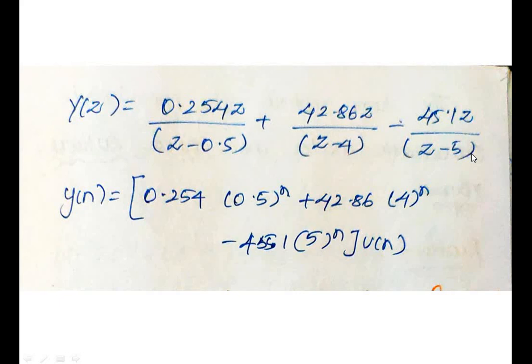So what is this? z by z minus a. Which signal is it? a power n u of n. So apply inverse Z transform, you get y of n is equal to 0.254 times 0.5 power n plus 42.86 times 4 power n minus 45.51 times 5 power n, the whole times u of n. So this is how you will have to solve the problems on how to find the output response y of n with initial conditions given. Thank you.